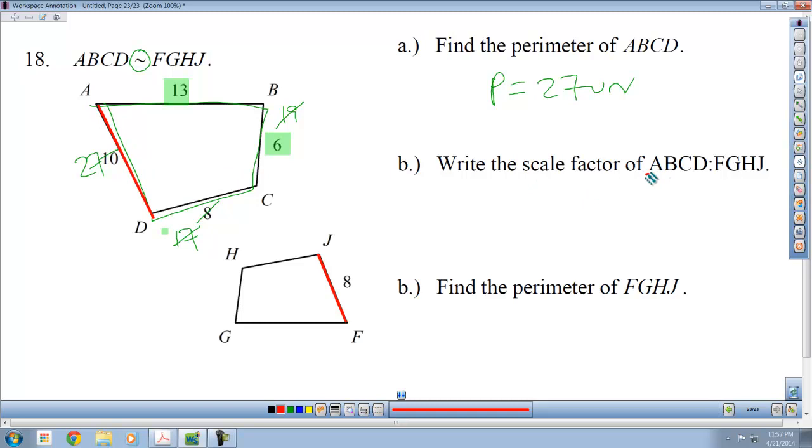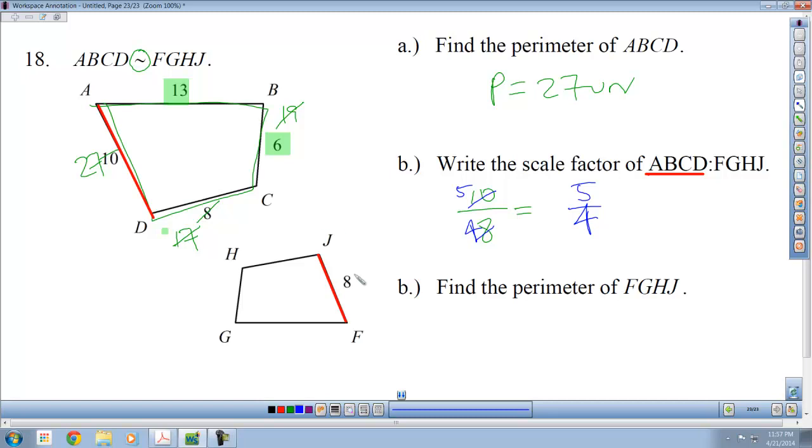And they do want ABCD first, so that's the bigger one. So what would that be? 10 over 8. It's fine with me if you leave it 10 over 8, but if you want to reduce that, what number goes into both of these? 2. 2 goes into 10 5 times, and it goes into 8 4 times. So if you wanted to call it 5 to 4, that is the reduced version of that scale factor. Okay? So do make sure you match up corresponding sides. If you don't match up corresponding sides, it does not give you the correct scale factor.